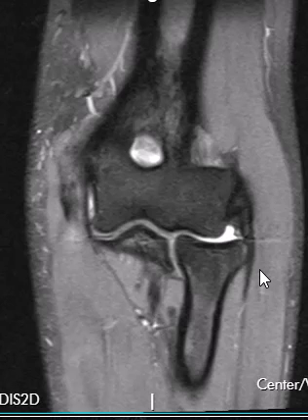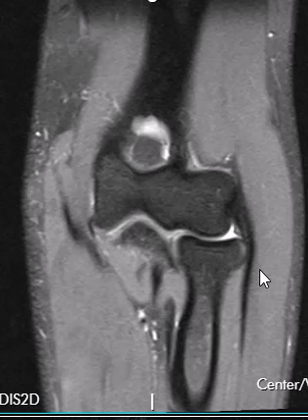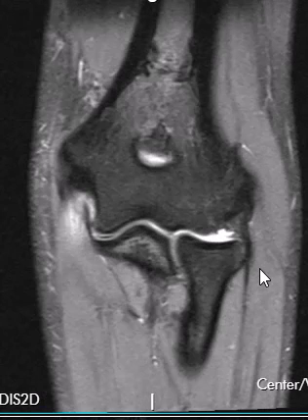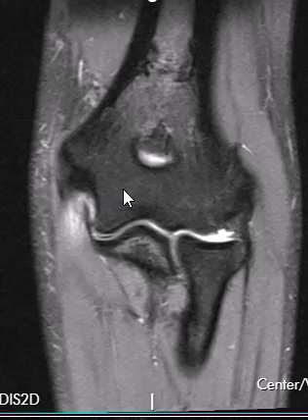Now, typically when I see the UCL injuries, they're right at the distal attachment of the sublime tubercle, but this one is a great case because it shows the anterior versus posterior bands of that medial ulnar collateral ligament, and the tear is at the proximal attachment rather than distal.